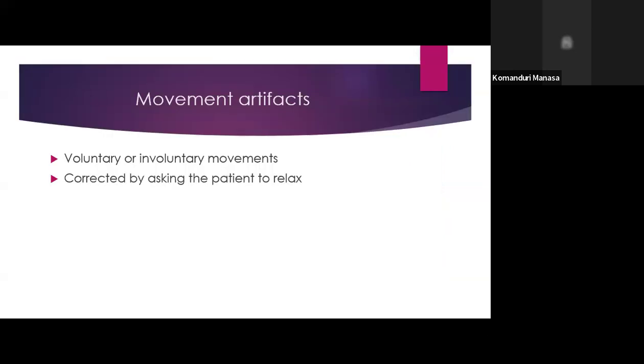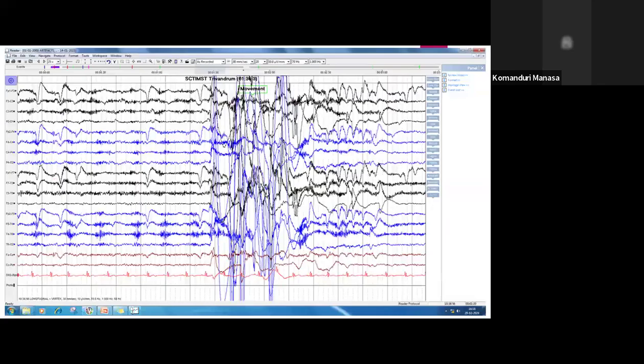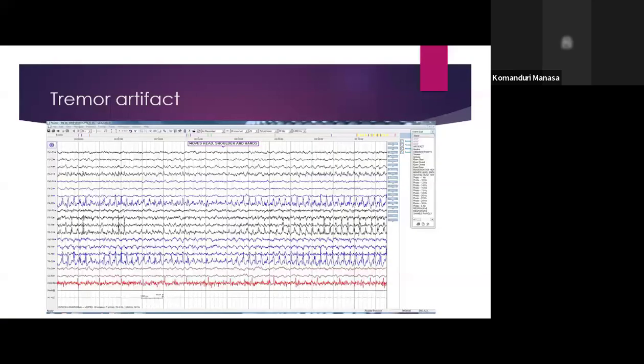So movement artifact occurs because of the voluntary or involuntary movements of the patient, which will cause electrode displacement, which can result in a movement artifact. So this is one movement artifact which produces high amplitude waves because of the movement of the patient. This is one of the movement artifacts seen in a tremor patient, which is mimicking an ictal rhythm.